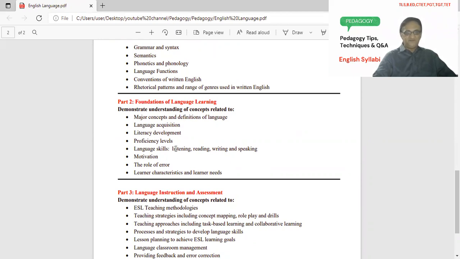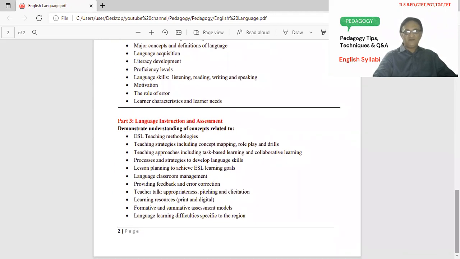If you have a good command of the IELTS, then most of this part, which is related to the language of learning, is already covered. If you have a good score in English, this part is already covered, so you don't have to worry about that 20%.